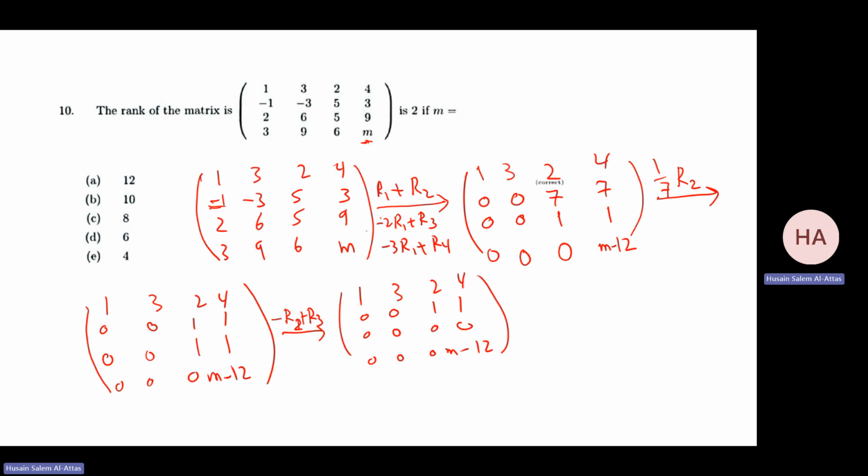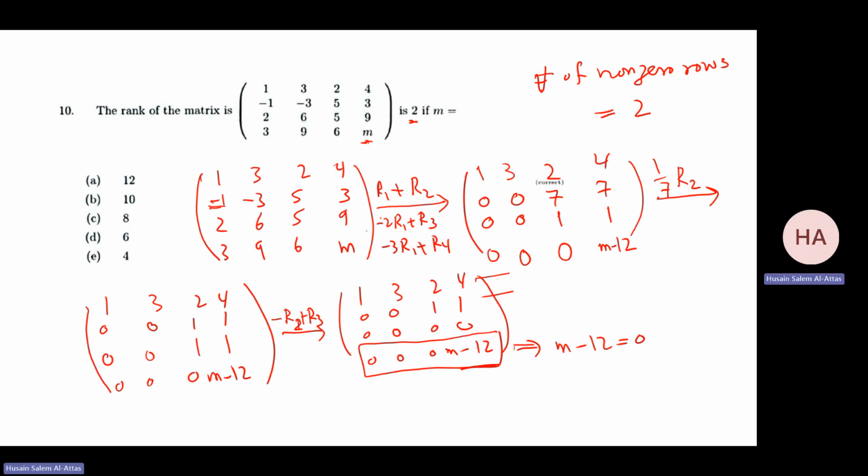He said this matrix has rank 2. It means that now it's in echelon form, so the number of non-zero rows should equal 2 since the rank is 2. This is a non-zero row, this is a non-zero row. I need the last one to be a zero row. This is 1, this is 2, and this is already a zero row. So I want the last one to be a zero row, which means M minus 12 must be 0. So M should be 12, and that is my answer.